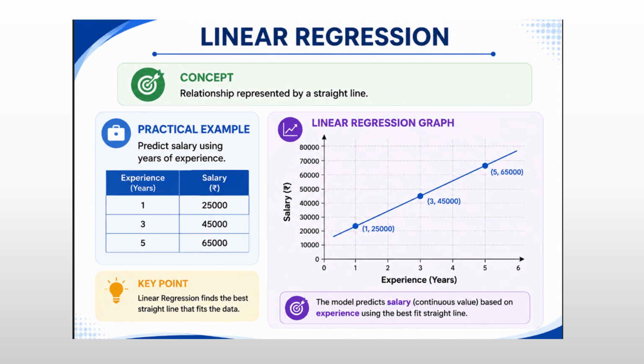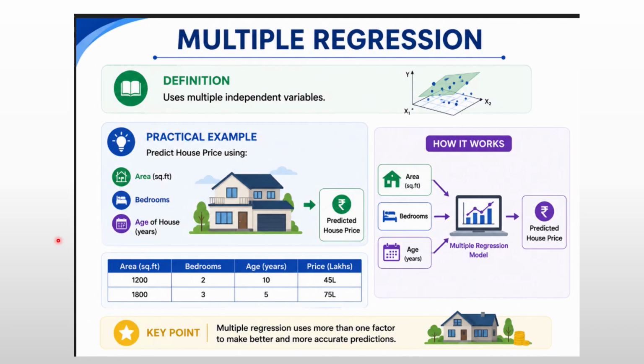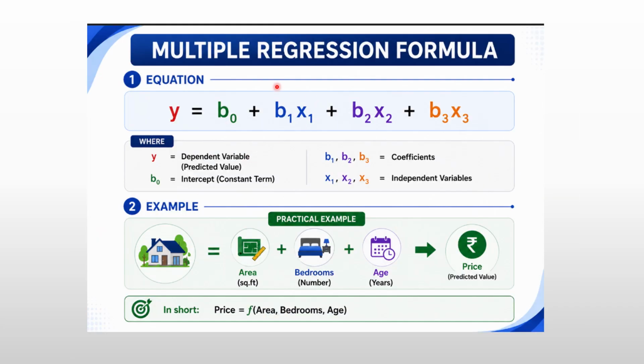Similarly, you can predict with various features, multiple features. Like I can take area, bedrooms, and age of the house. You can use all these features and you can predict the price of the house. Okay. So next is the formula for multiple linear regression.